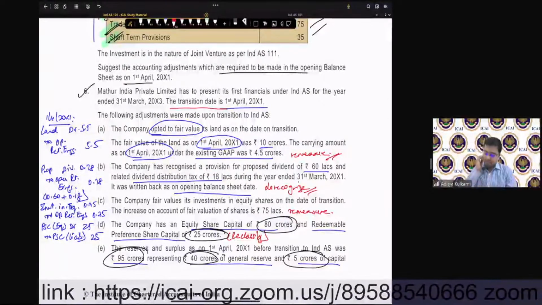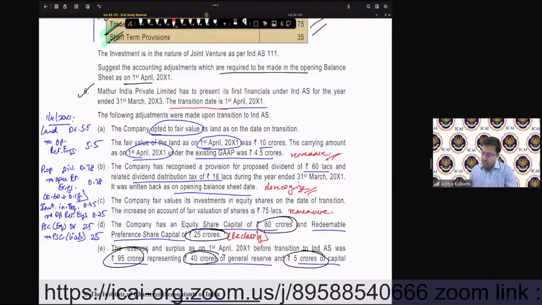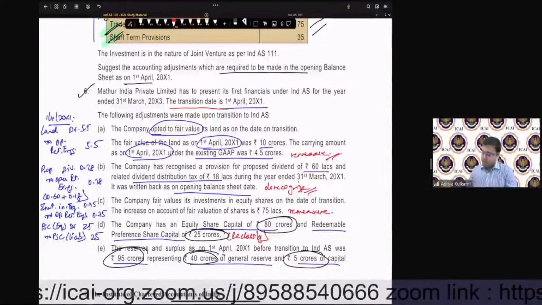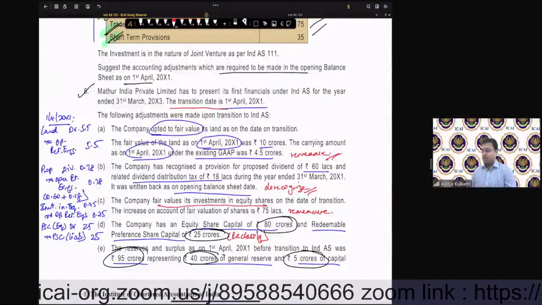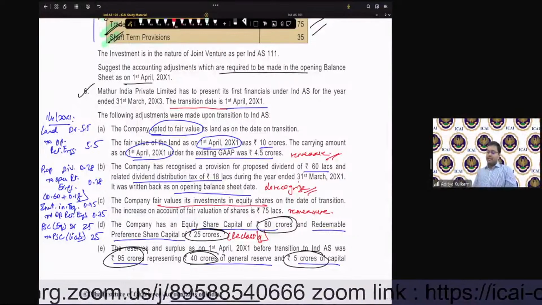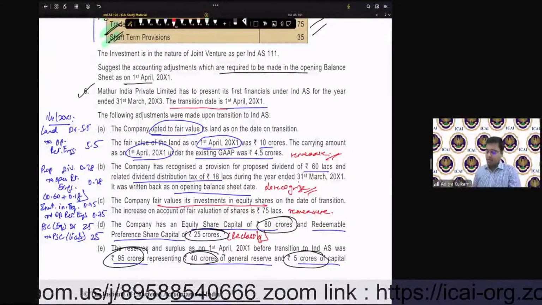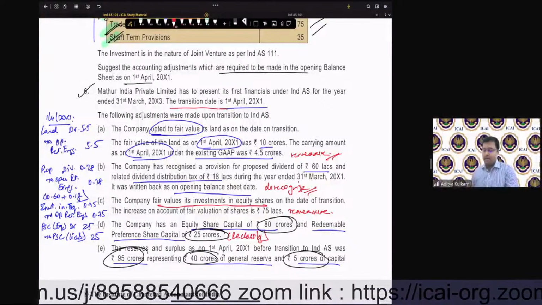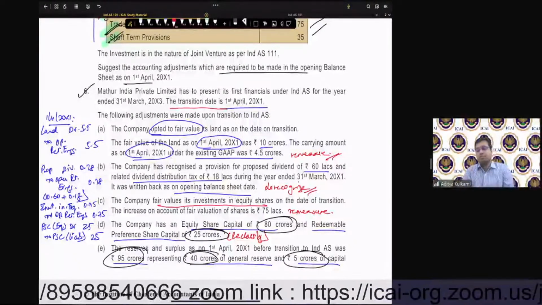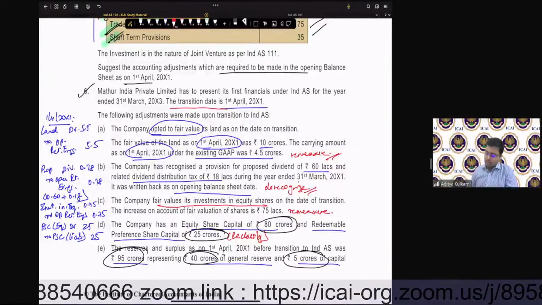Yes. Next. The company fair values its investments in equity shares on the date of transition. The increase on account of fair valuation is 75 lakhs. So investment in equity instruments account debit to opening retained earnings 0.75. Yes. Any doubt? All clear till now? Next.